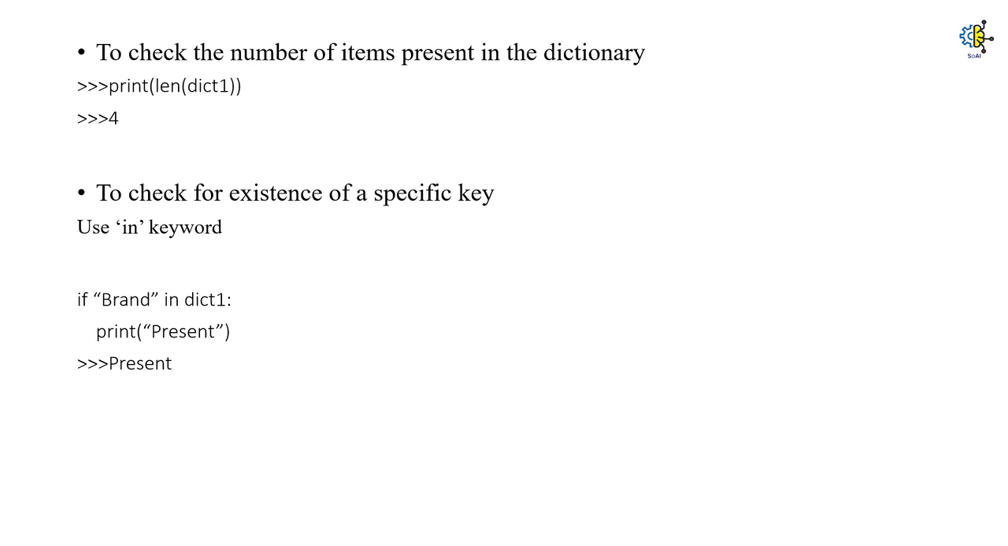In order to check the number of items present in the dictionary, you have to use the len method. So, if I do print len of dict1, the output would be 4 because in my current dictionary, I have 4 key value pairs stored. In order to check for the existence of a specific key within your dictionary, you can use the in keyword. You will do so using a conditional if statement. So, if I do if brand in dict1 and print present within the conditional if, the output would be present because in our current dictionary dict1, we do have a key whose name is brand.